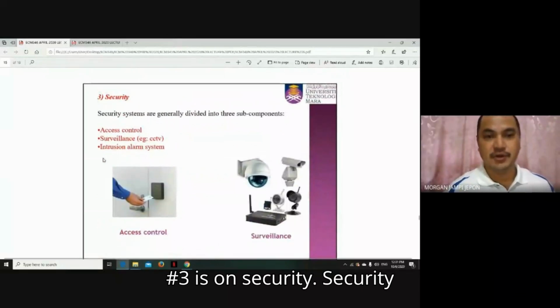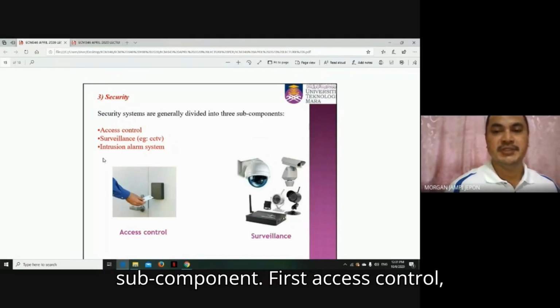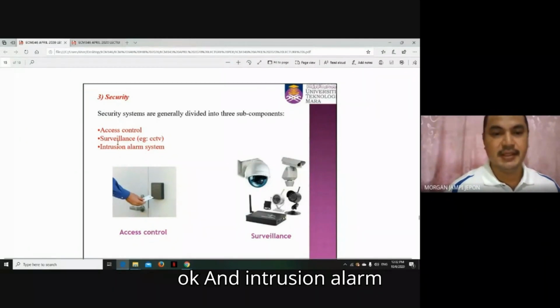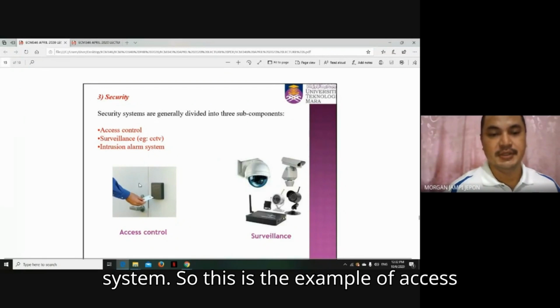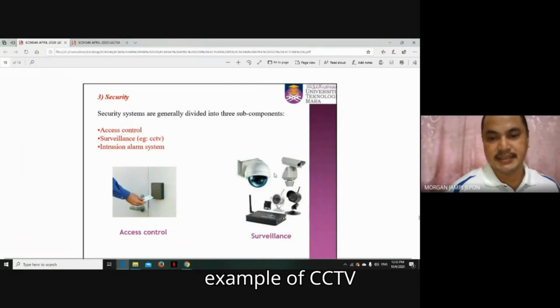Number three is on security. Security systems are generally divided into three sub-components. First, access control. Second, surveillance, for example, CCTV. Okay. And third, intrusion alarm system. So this is the example of access control by using card. Okay. And this is example of CCTV for the surveillance.